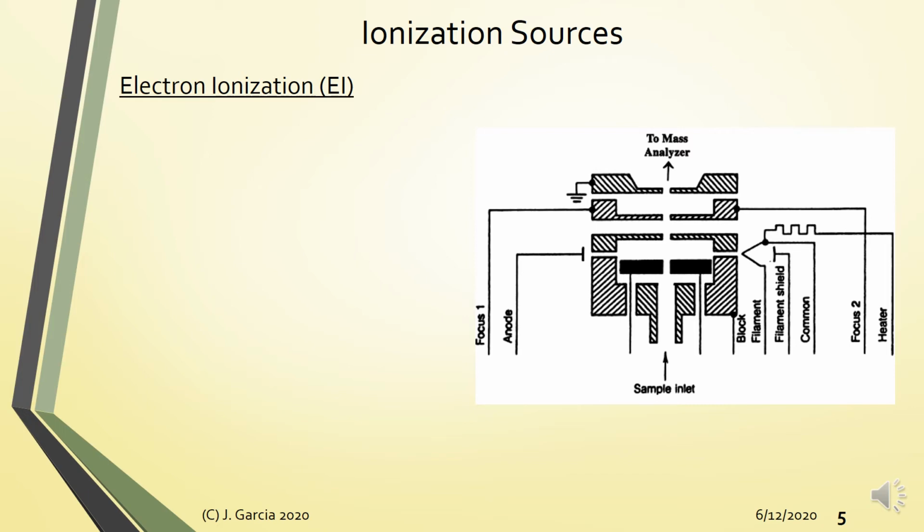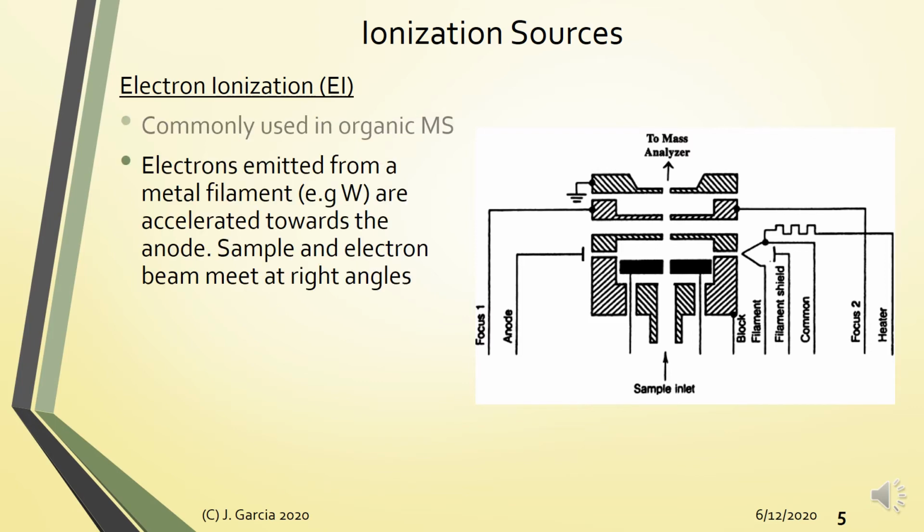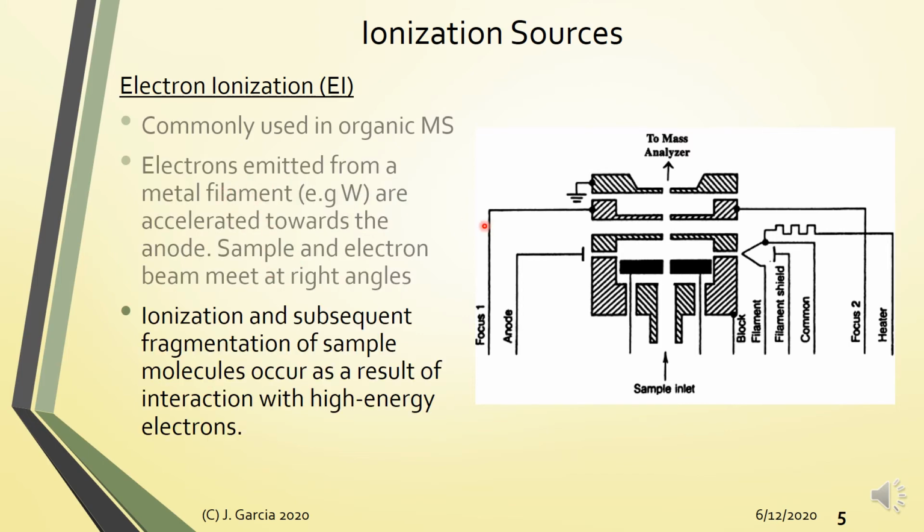So first you have your electron ionization, and this is one of the most commonly used ionization sources in organic mass spectrometry. So here, electrons are being emitted from these filaments, usually made from tungsten, and these electrons, emitted at high acceleration, is used to heat your molecules, your analyte. And by heating the molecule with these electrons, we are able to ionize, so we knock off an electron from your molecule, and this causes a subsequent fragmentation of the sample.